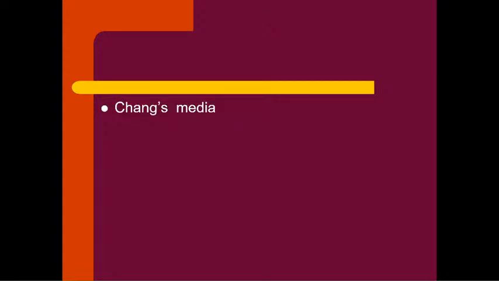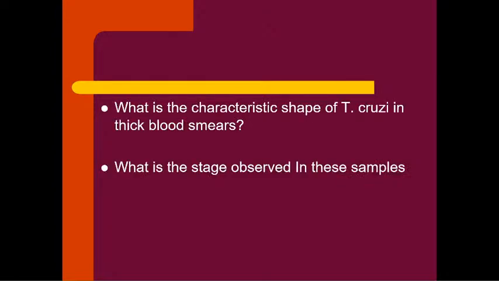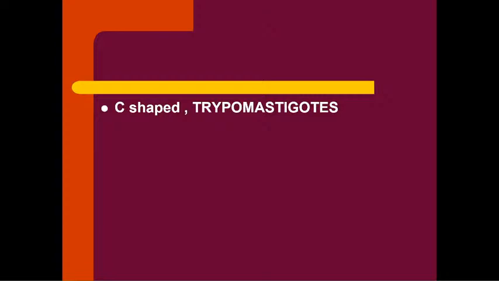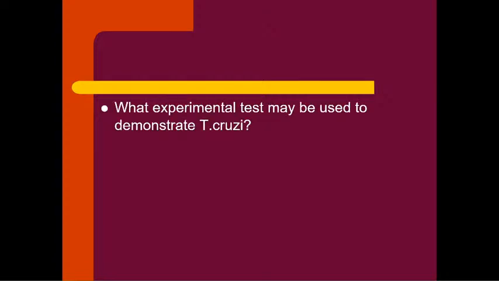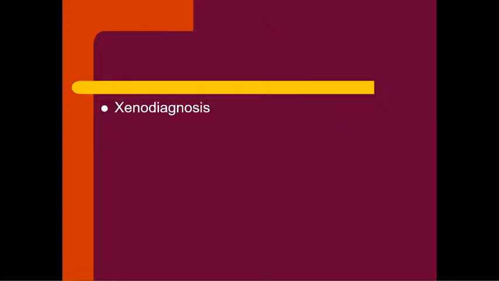Okay? So, we have Chang's medium. The characteristic shape is letter C. Stage observed in these samples or in blood smears is the trypomastigotes. And experimental test that you need to remember is that it's usually tested with xenodiagnosis. Okay? So, ano yung xenodiagnosis, sir? Gagamit tayo ng hayop, okay?